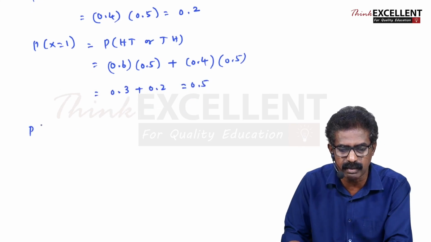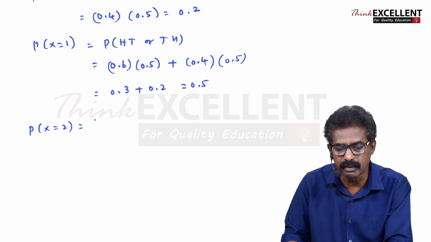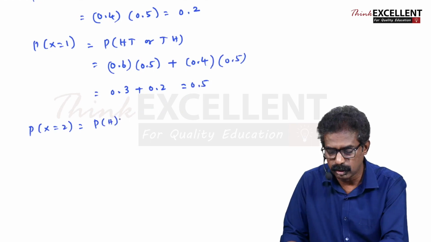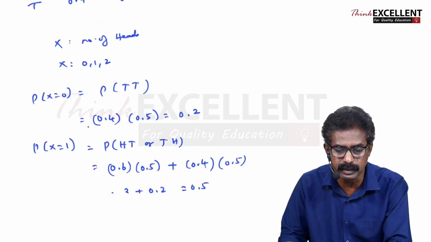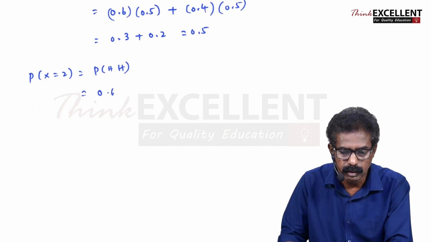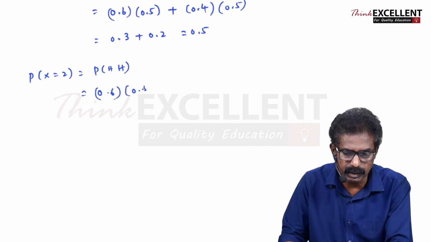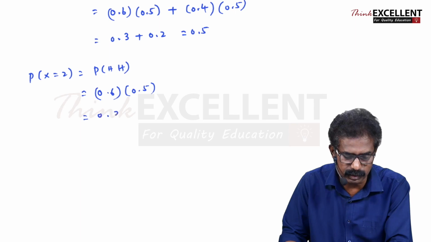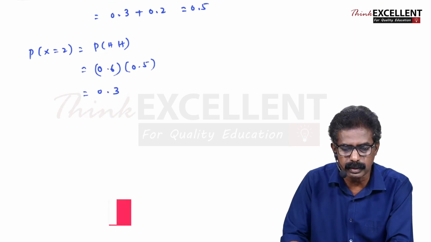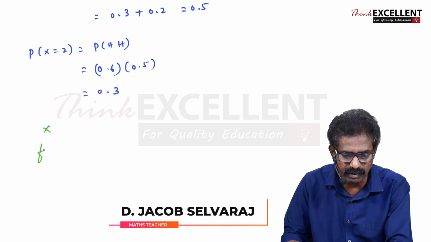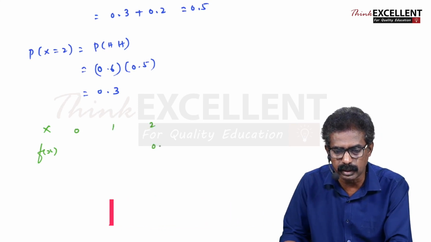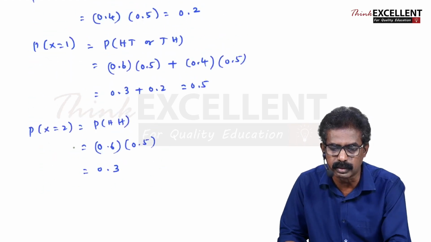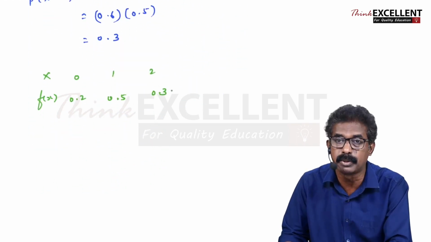And the last one, P of X equal to 2. Both head. First one shows head 0.6, into second one head 0.5. So it is 0.3. So you know the probability density function of X, f of X. X is 0, 1, 2. For 2 it is 0.3, for 1 it is 0.5, for 0 it is 0.2. That's what you got, right? If you add everything, you are supposed to get 1.